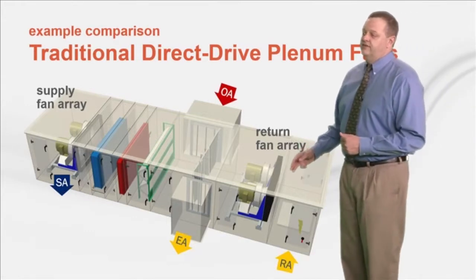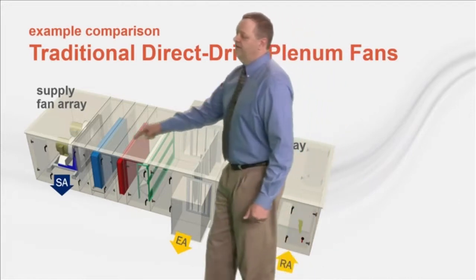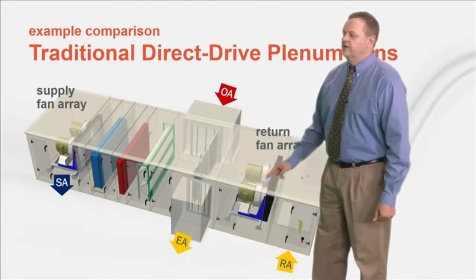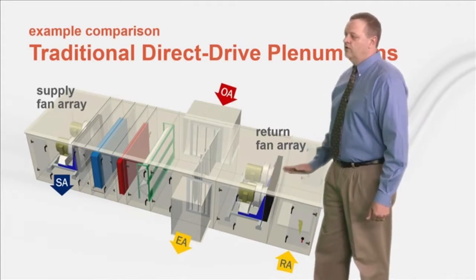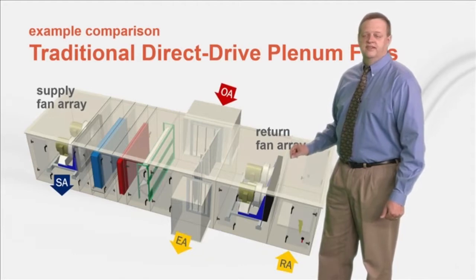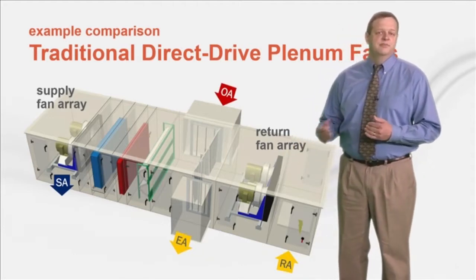This first air handler uses traditional direct drive plenum fans, a 2-fan array for the supply and a 2-fan array for the return. Notice the return fans are oriented horizontally, and that this inlet plenum also serves as a section to house the internally mounted VFDs for both supply and return fans.